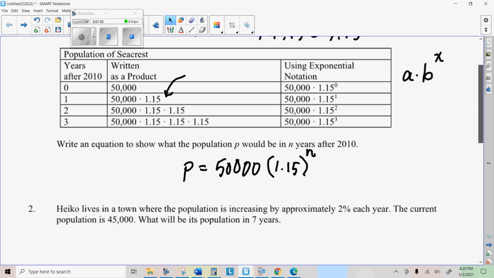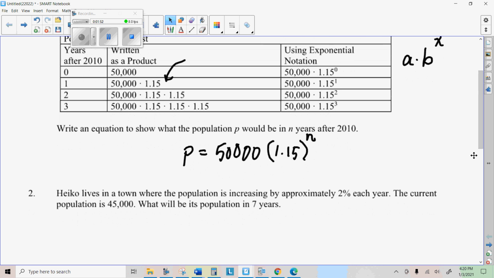Now, if we want to actually find a population, then we just have to use however many years for our power. For this one, the current population is 45,000, so we're going to start with that. We want it to go up by 2%. Remember that you add 1 plus whatever your rate is. The decimal for 2% is 0.02, so I'm going to do times 1.02, and then I'm going to do it to whatever power my years are.